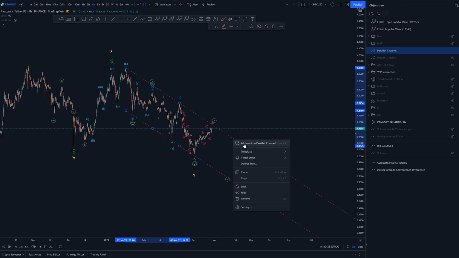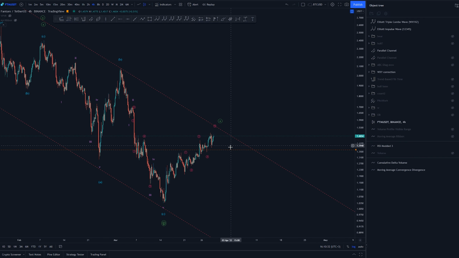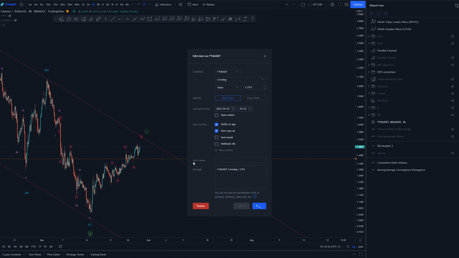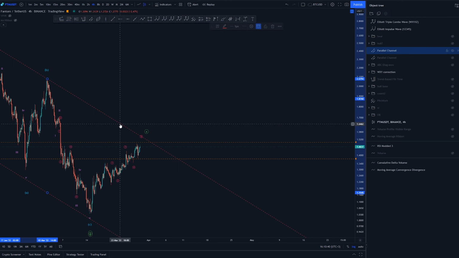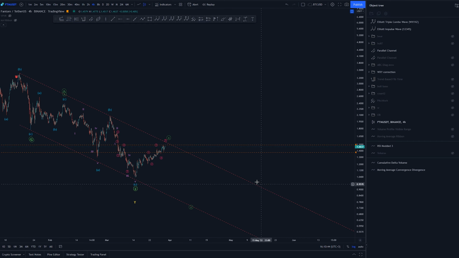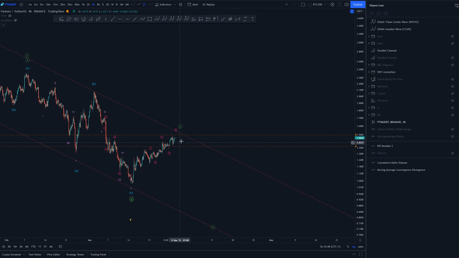I'm going to set some alarms here. So an alarm below the current low here. Actually, just move it up just a bit. One above the current high and one on this channel if it breaks, or touches. So I think those are some things to look out for next.